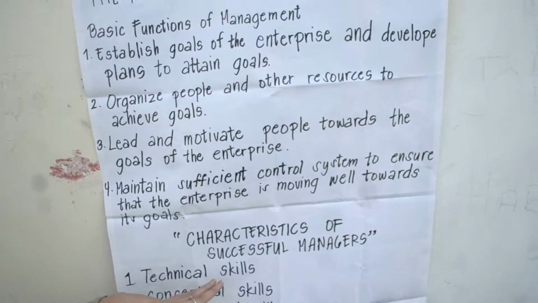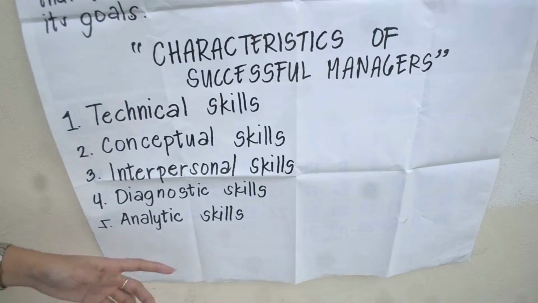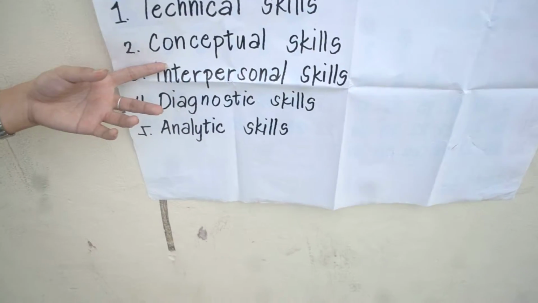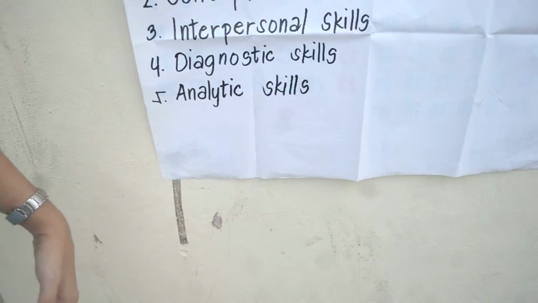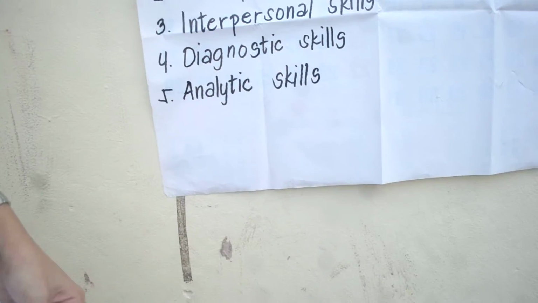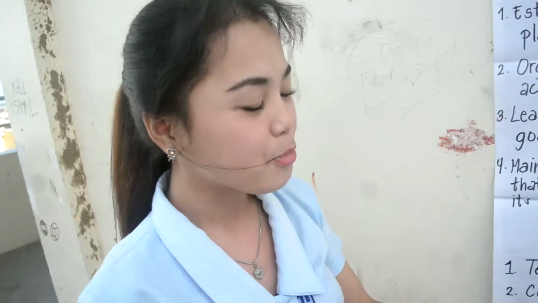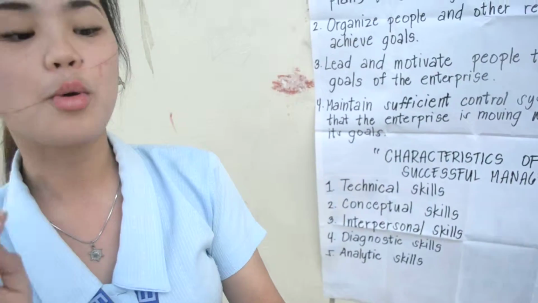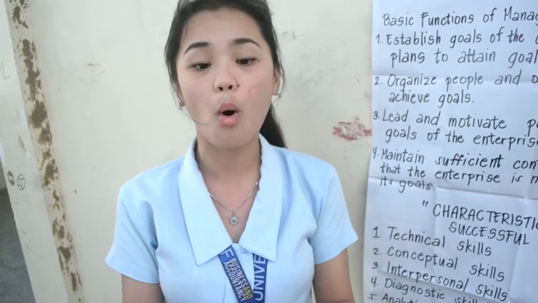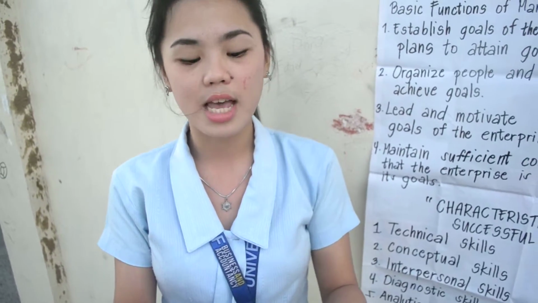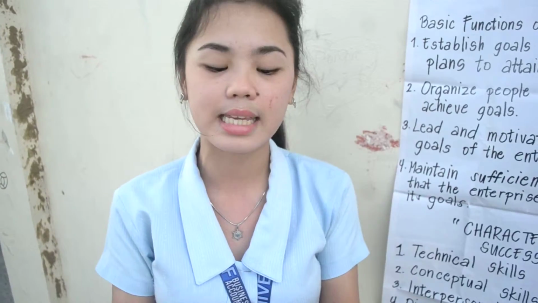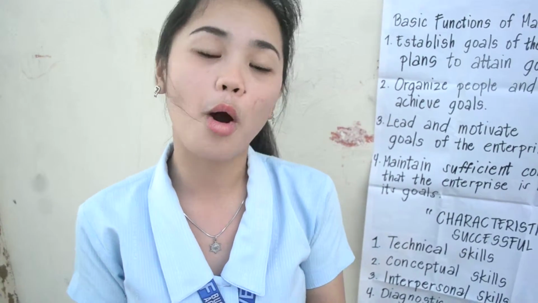So the next is the characteristics of successful managers, which are technical skills, conceptual skills, interpersonal skills, diagnostic skills, and analytic skills. So first is the technical skills. So what are technical skills? Technical skills are those abilities acquired through learning and practice. They are often job or task specific. In other words, a particular skill set or proficiency required to perform a specific job or task.